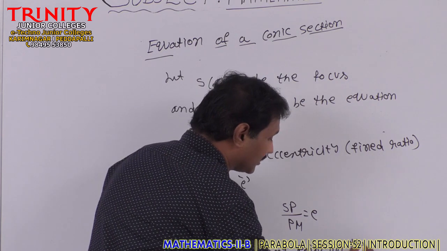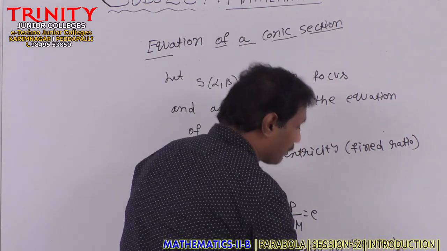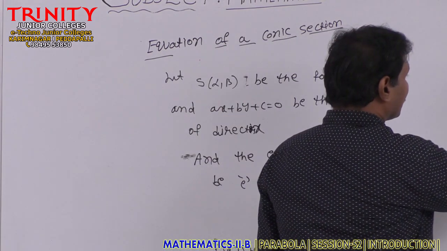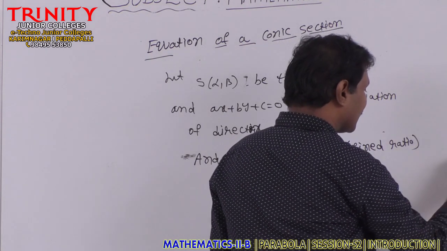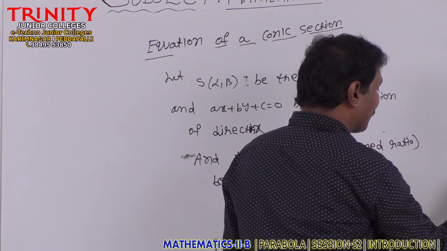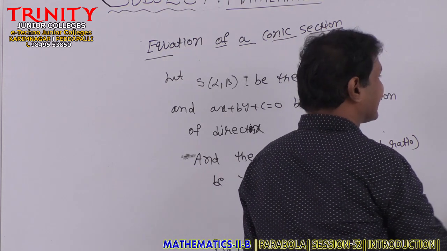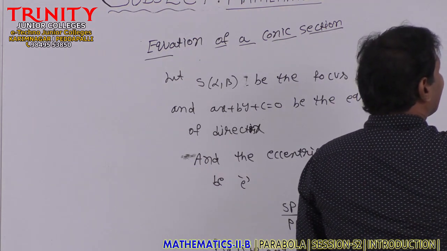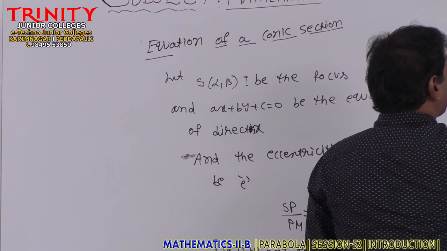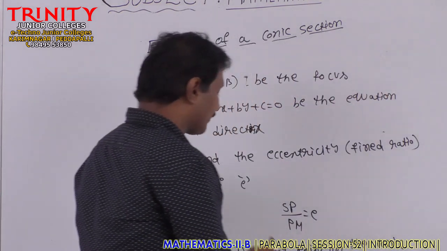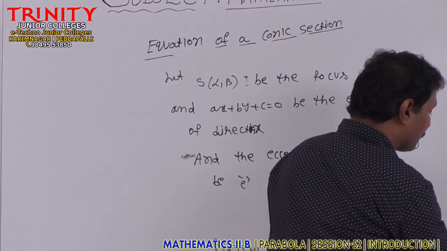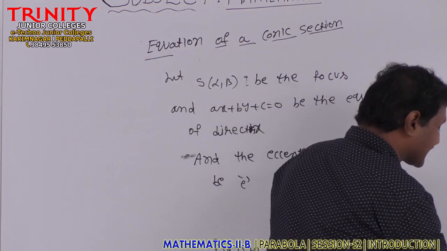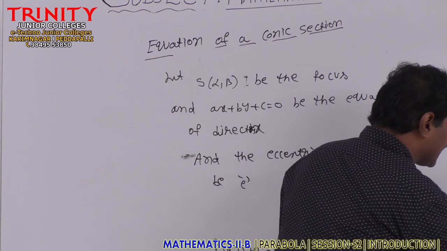Any point on the conic. This is the fixed point that will be named S. This is the fixed line, the line ax + by + c = 0. It is the directrix. Let P be any point on the conic, that is (x1, y1). By the definition of the conic, SP/PM = e. Cross multiplying, SP = e PM.